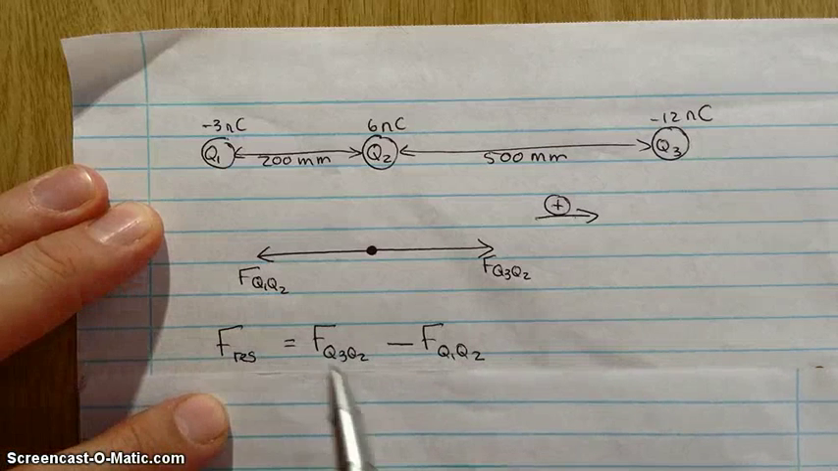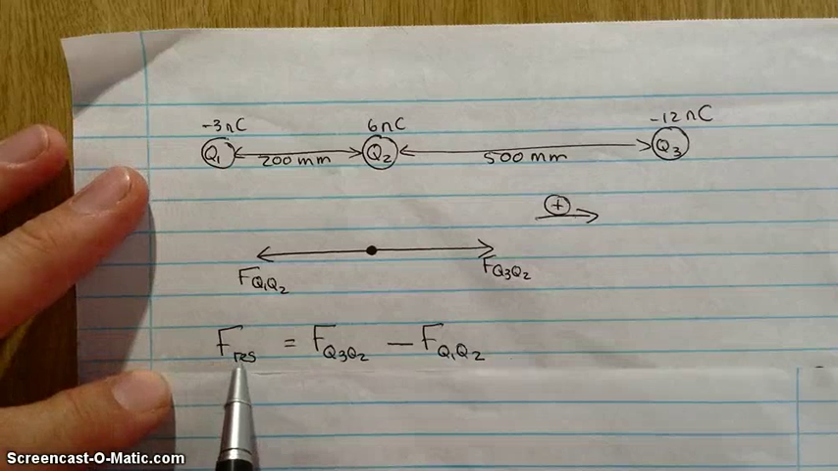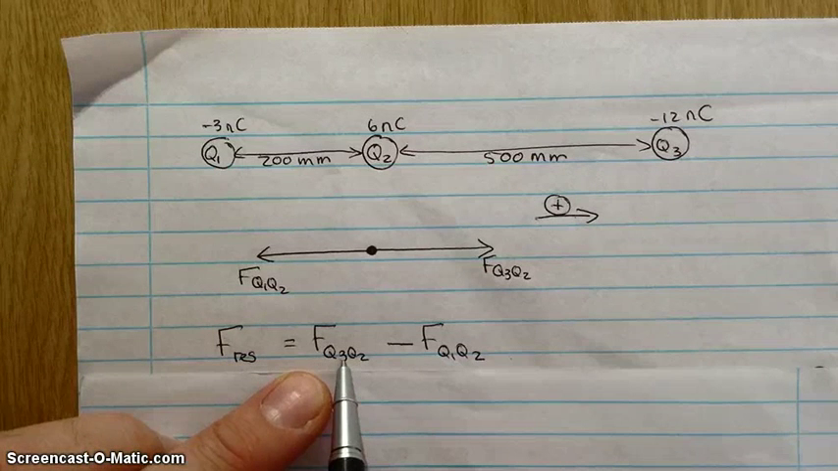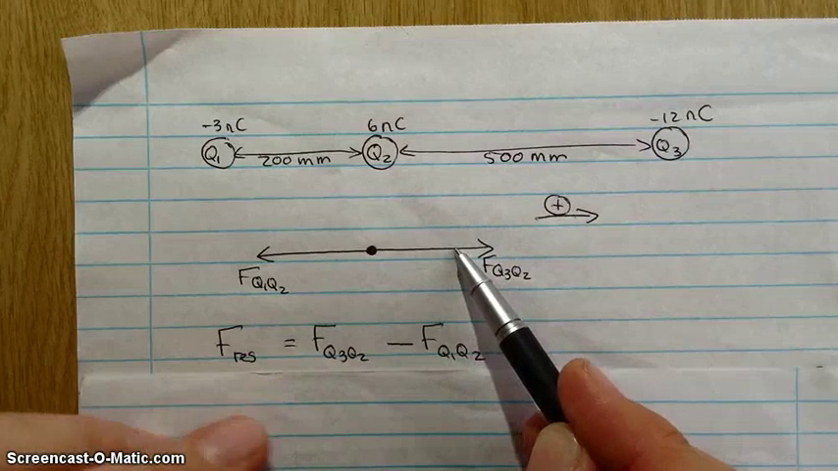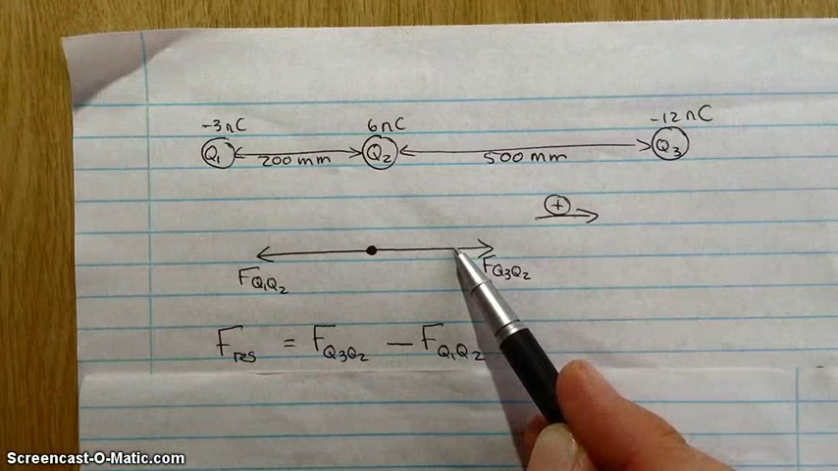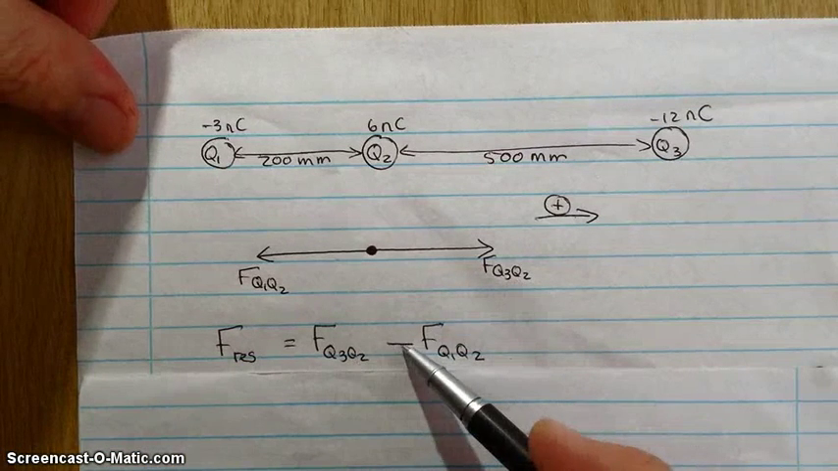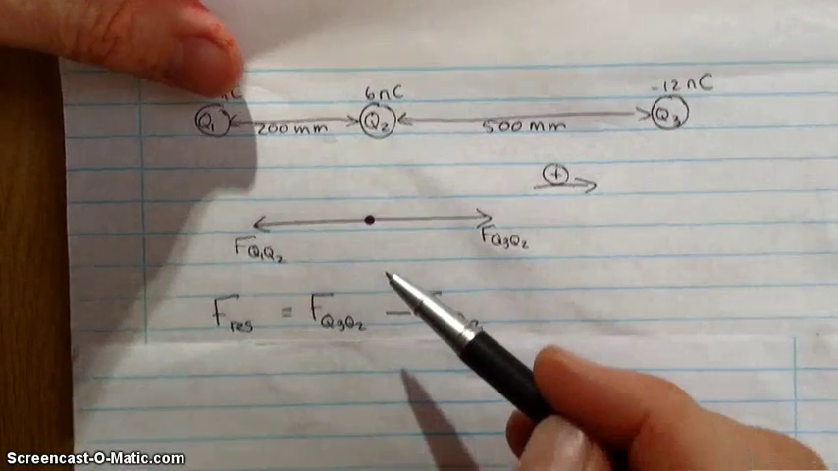I set up my equation like this. The net force or the resultant force is equal to, and very important, start with the charge or the force that is in the positive direction. So the positive direction is to the right. Therefore, the FQ3Q2 is first, then minus FQ1Q2 because that one is to the left.